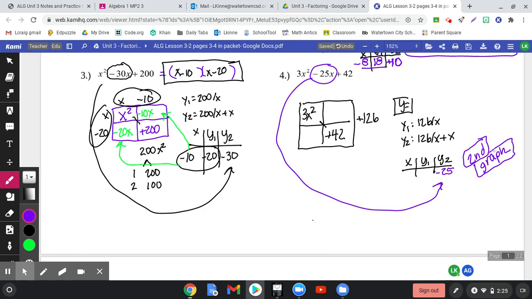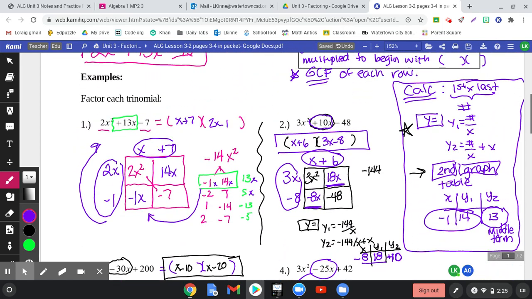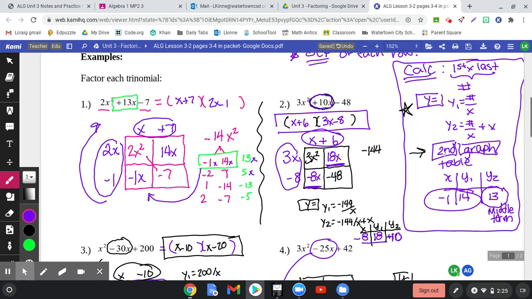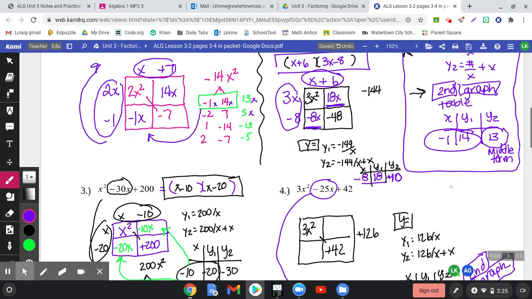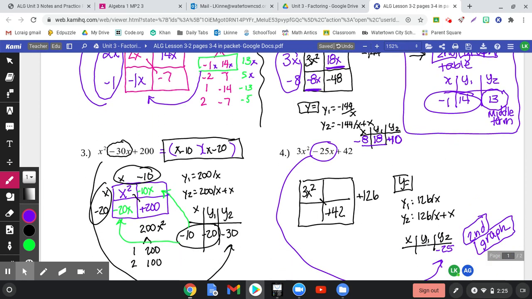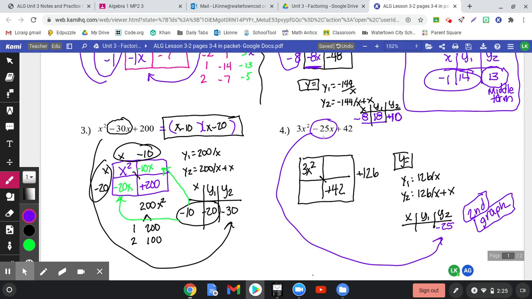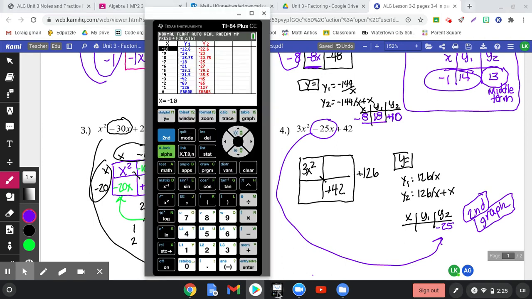So, you should have this written down right here. Y equals the number divided by x, the number divided by x plus x, and then second graph to get you to your table. You don't have to write this down each time, but for note's sake, it's not a bad idea. All right, so let's take a look.